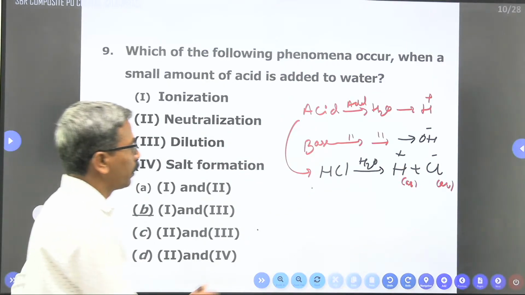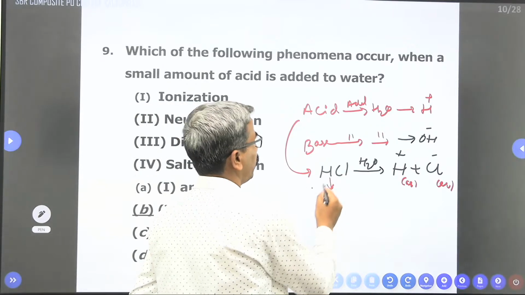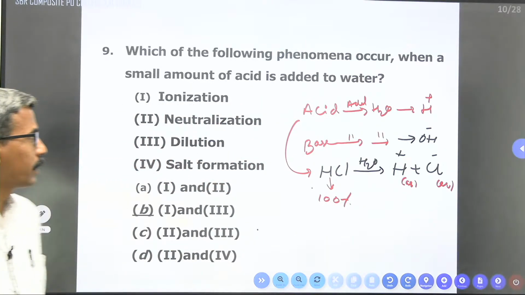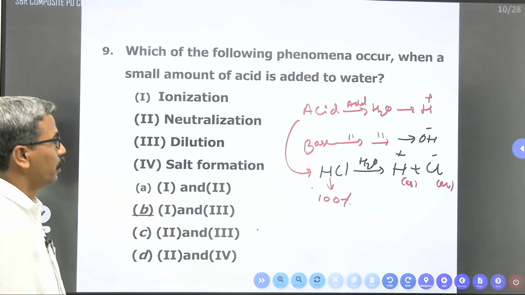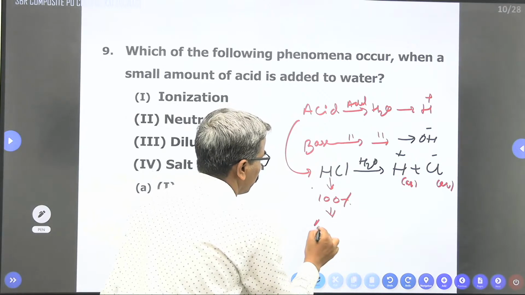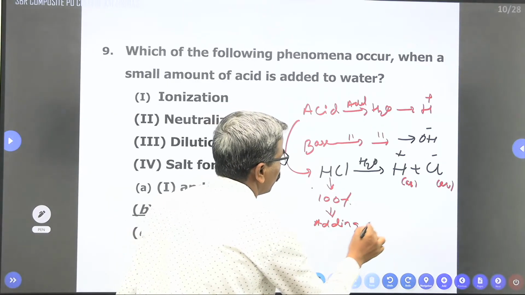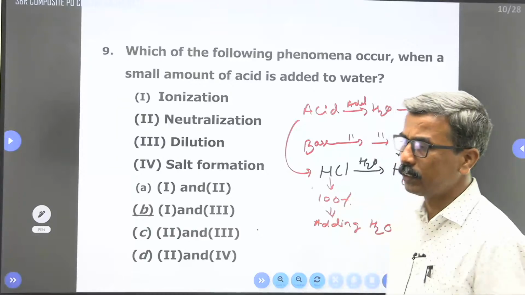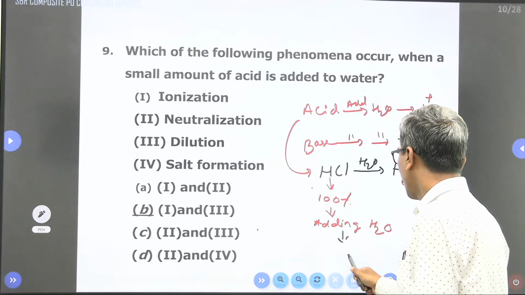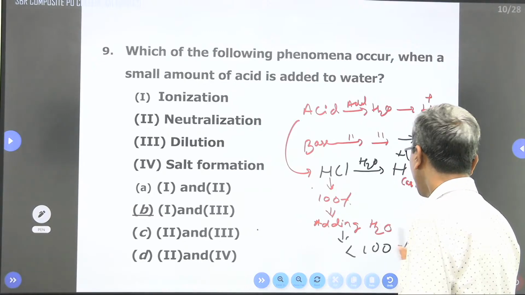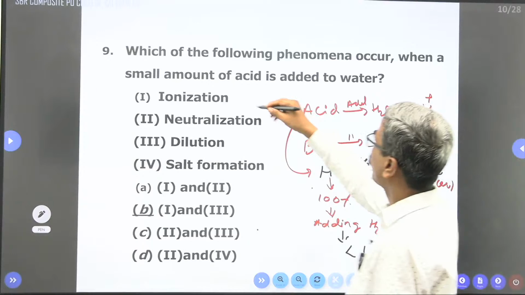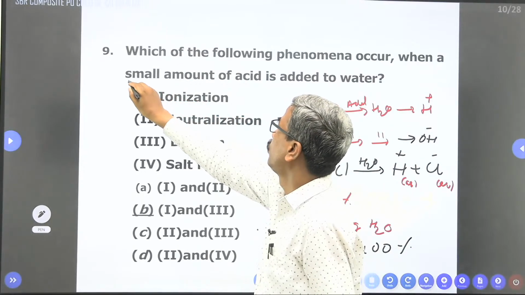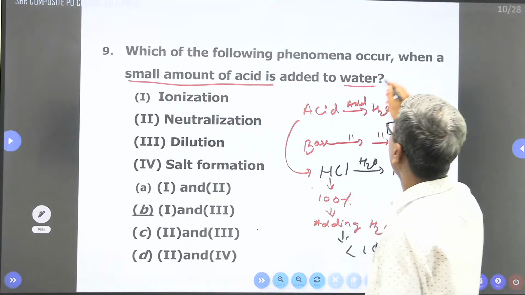Now next, suppose this is pure hydrochloric acid, which means it is around 100%. Pure HCl means it is 100% HCl. Now suppose you add water to this hydrochloric acid. Is it going to remain 100%? It cannot be. Definitely it will become less than 100%. So now you can see the statement of this question: which of the following phenomena occur when a small amount of acid is added to water.